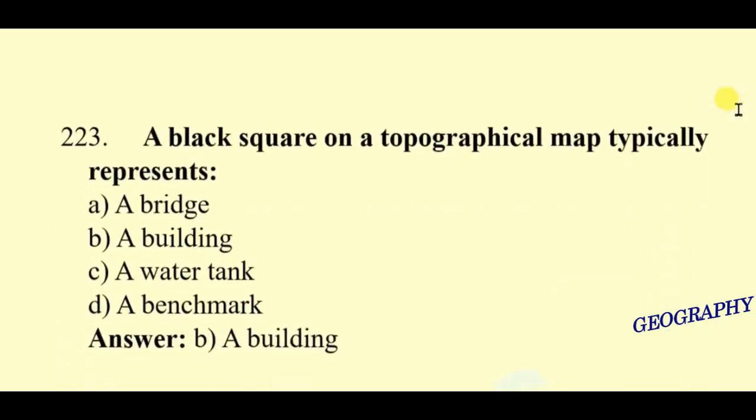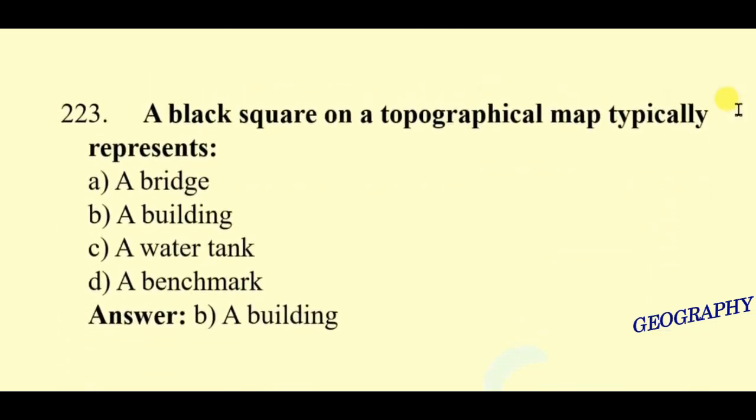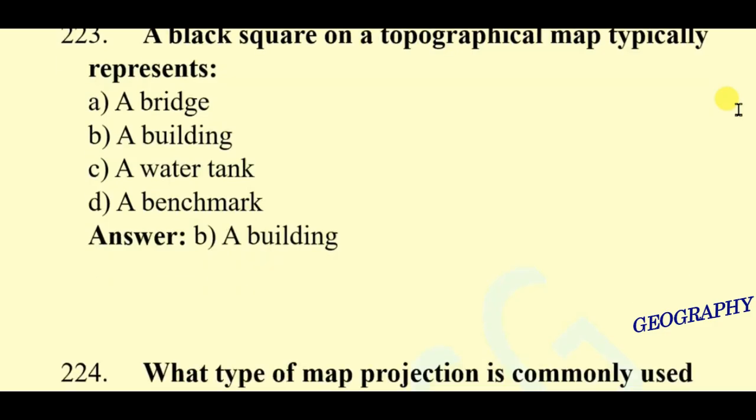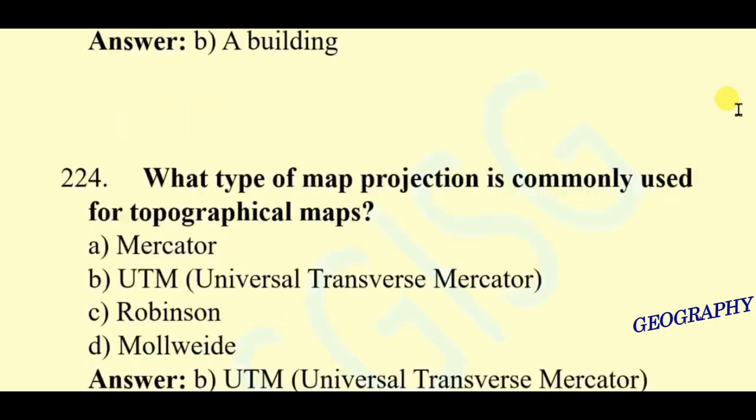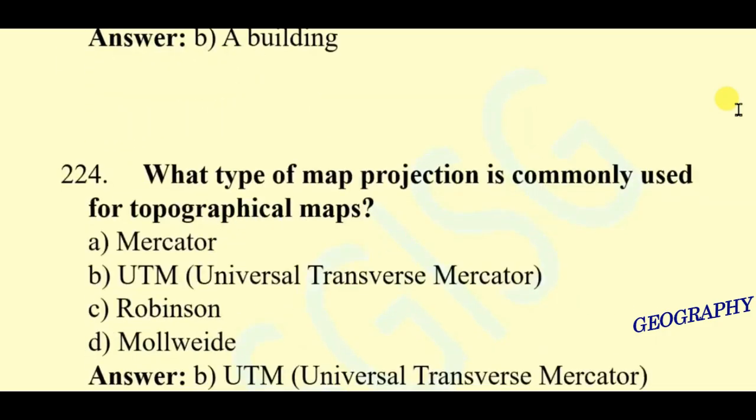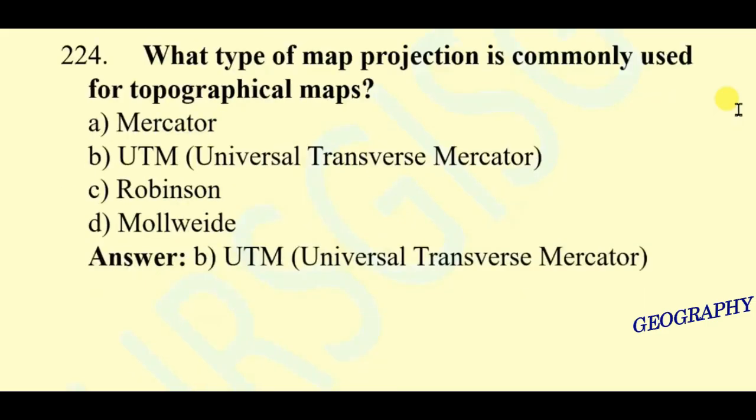Question 223. A black square on a topographical map typically represents a bridge, a building, a water tank, a benchmark. Here the right answer will be a building, means the settlement. Question 224. What type of map projection is commonly used for topographical maps? Mercator, UTM Universal Transverse Mercator, Robinson, Mollweide. Here the right answer will be Universal Transverse Mercator.